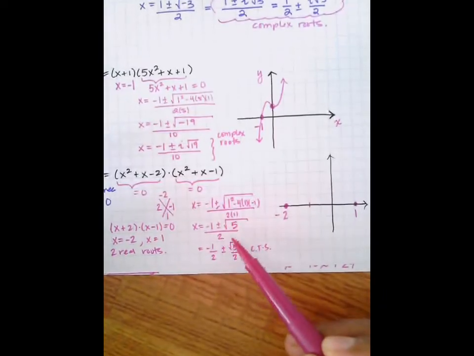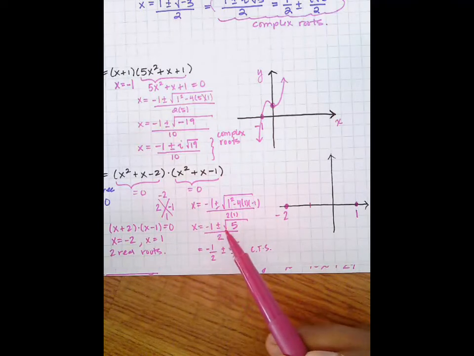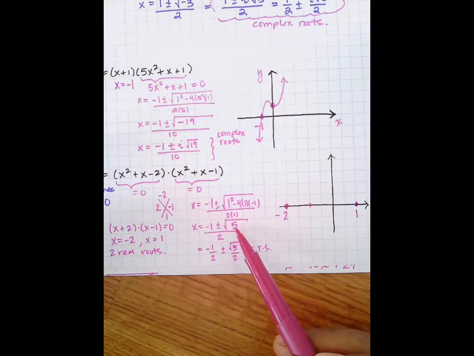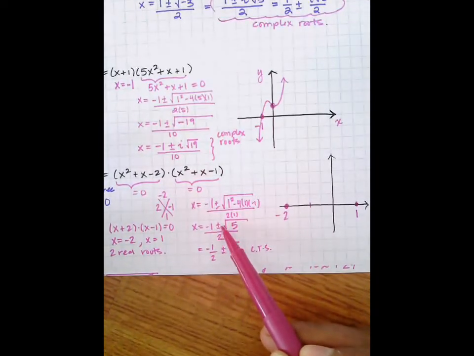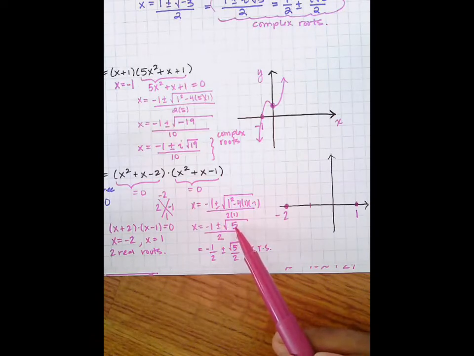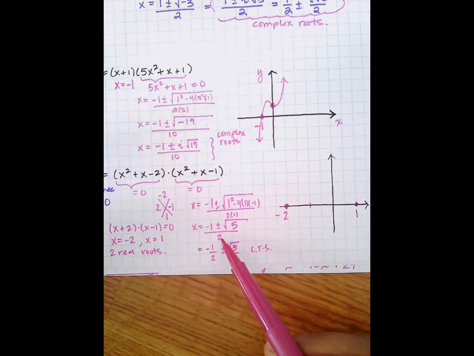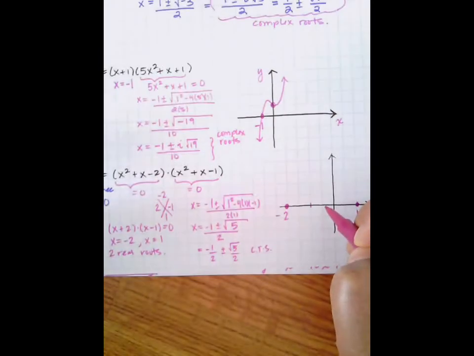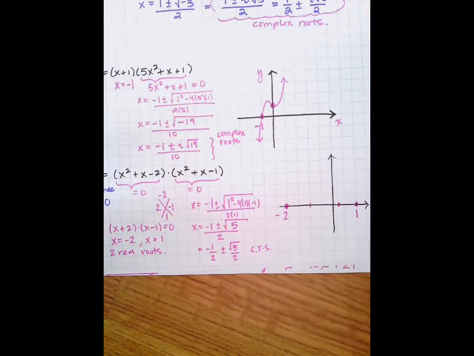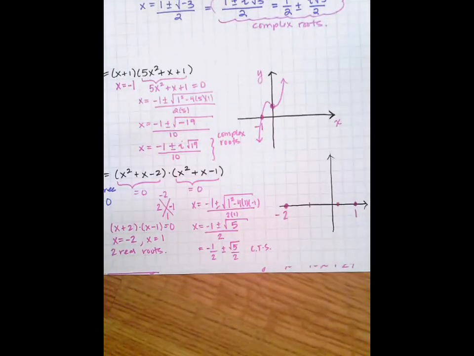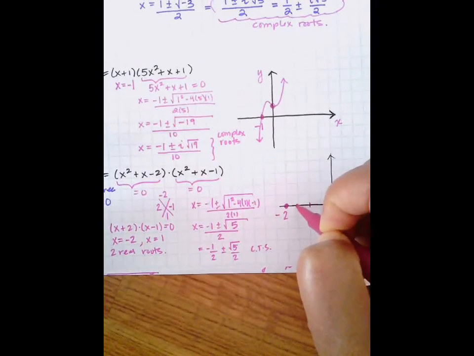I could also think about it up here as well. It doesn't really matter. What is the square root of 5? It's a little bit more than 2, because the square root of 4 is 2, and 5 is a little bit bigger than that. So -1 plus about 2 is 1 over 2. So there'll be an x-intercept at about 1/2, maybe about 0.6. And the other one, -1 minus about 2, is -3/2, or -1.5. So this one will be at -1.5, or somewhere over here.